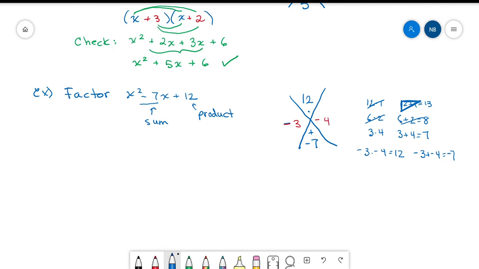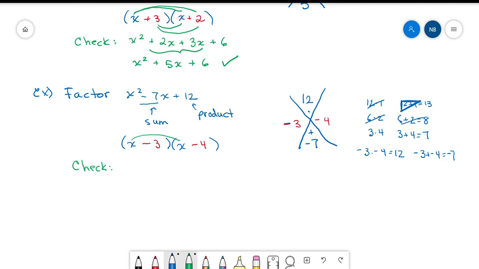So you're going to set up your parentheses to receive your binomials. They both must start with x because the first term is x squared. And then we put the negative 3 and the negative 4 in the parentheses, and we would now read that x minus 3 times x minus 4. Check your answer by foiling or distributing.